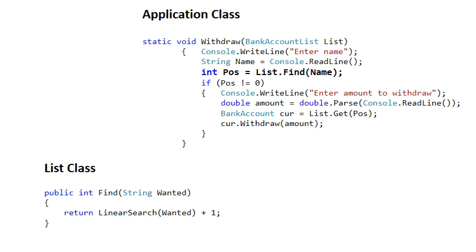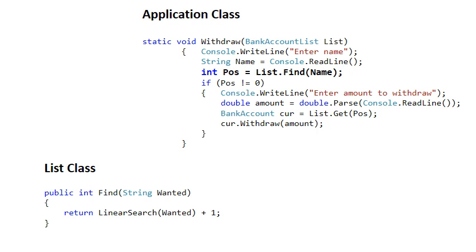But in the application class, we think the list starts at position 1. So if linear search says something is at position 0, the application class wants to see it being at position 1. So the find method returns linear search plus 1, just to get in sync with the simulation on the outside. Notice if linear search does not find something, it returns a -1, and therefore find will return a 0 if not found.